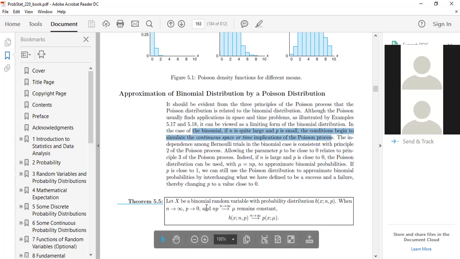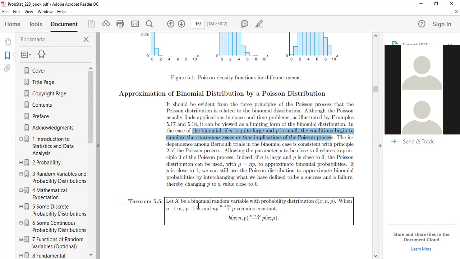If p is close to 1, sometimes it may be that p is not close to 0 but is close to 1, right? The probability is not on this side but on the other side, a very high probability. So we can still use the Poisson distribution.